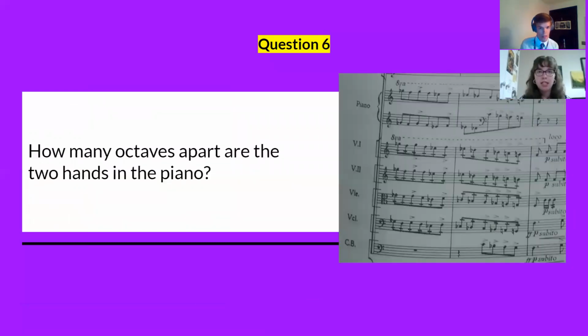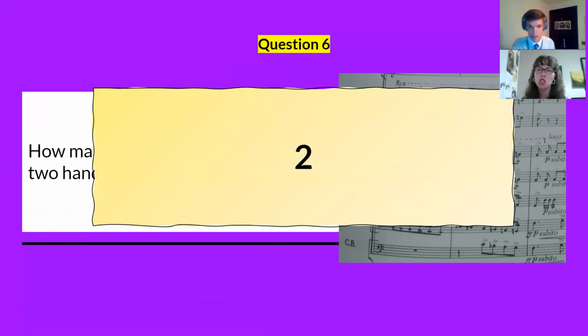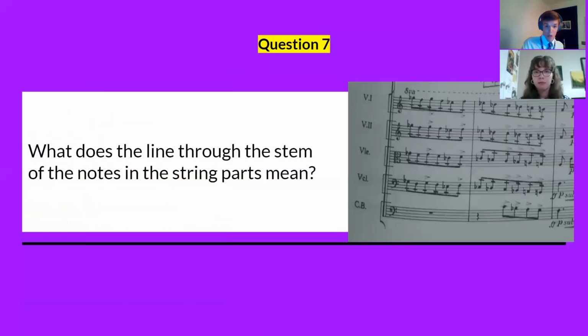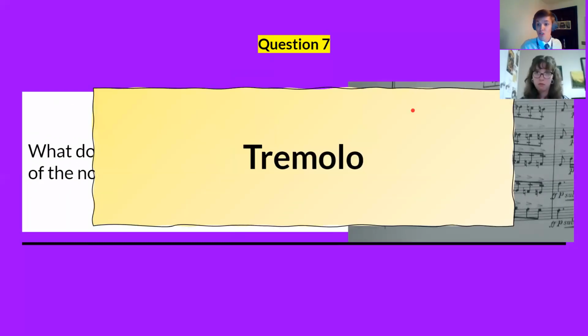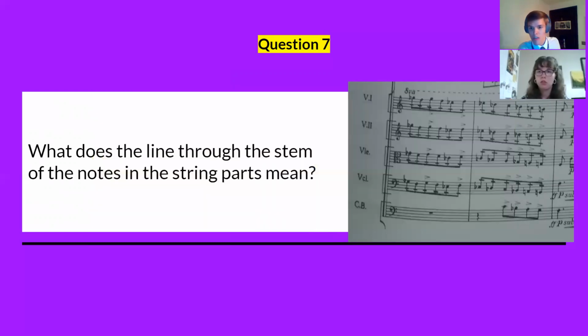And question 6, how many octaves apart are the 2 hands of the piano? Well, because we have this octave above symbol in the right hand, they're actually 2 octaves apart. Question number 7, what does this line through the stem of the notes in the string parts mean? It means tremolo, okay? And tremolo means you're sort of rolling the sound. You're staying on the same note, but you have this sort of vibrating, pulsating effect. And it's just a shorthand way of writing that.